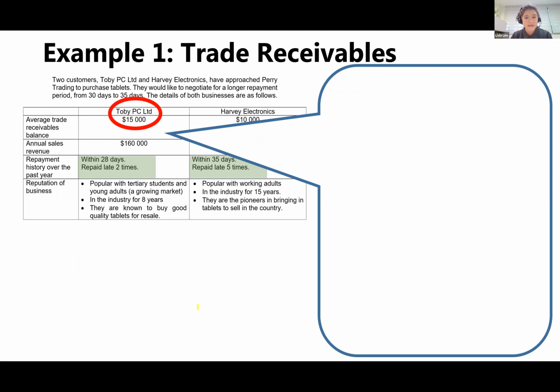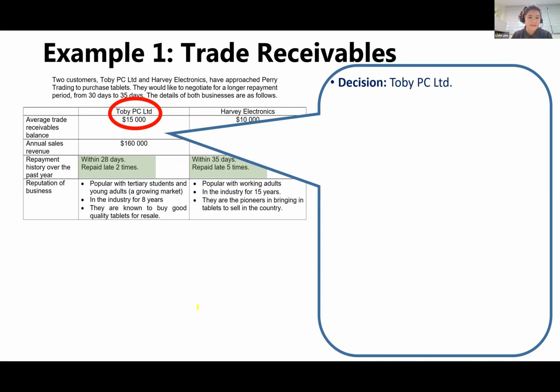Okay, so firstly, D. D stands for decision. I would write down my decision: Peri Trading should extend a longer repayment period to Tony PC Limited. You must make a clear decision, and when you do, you get that 1 mark.